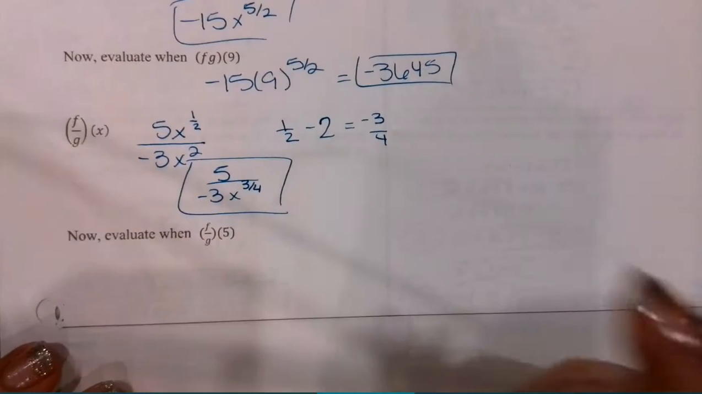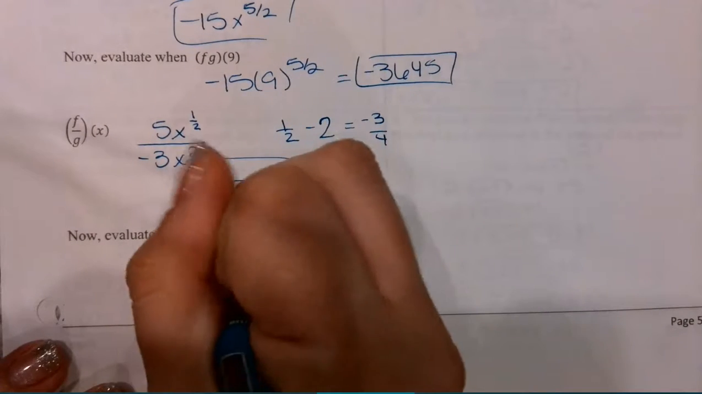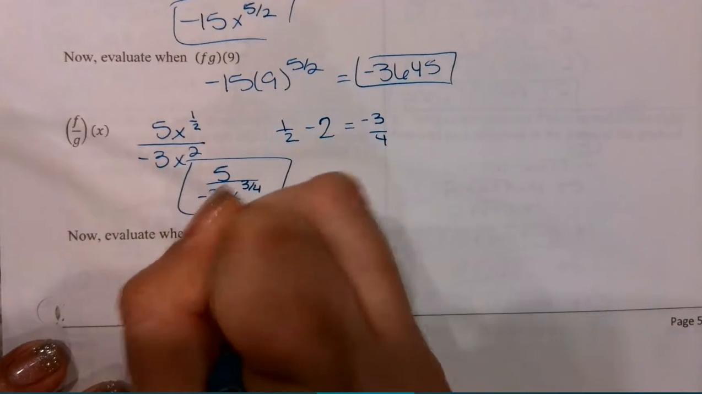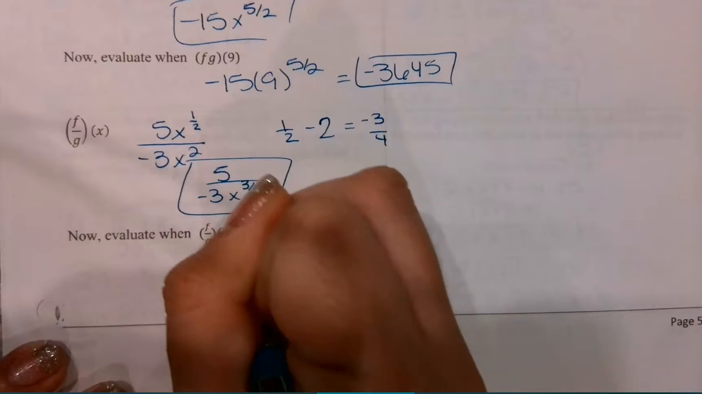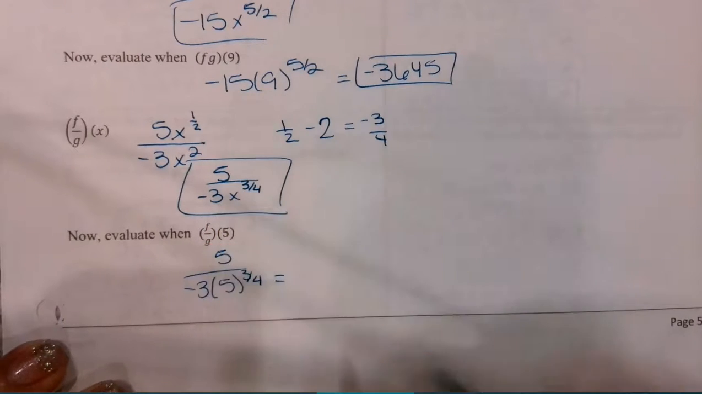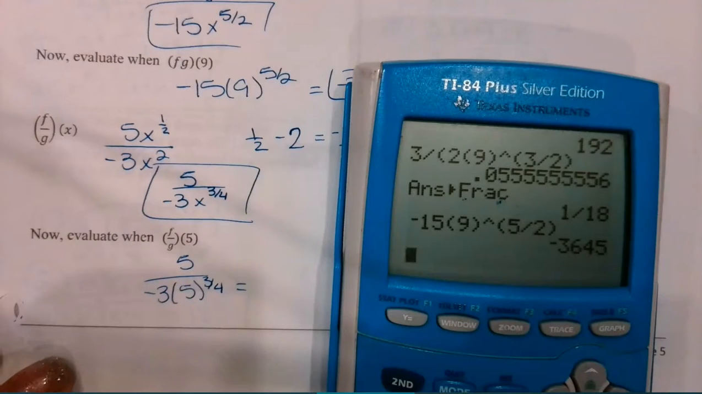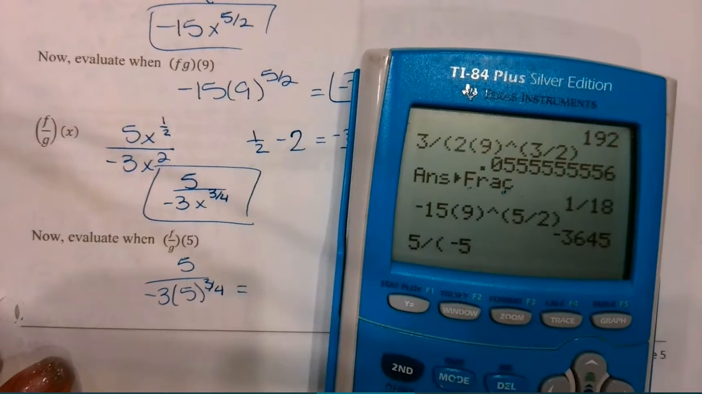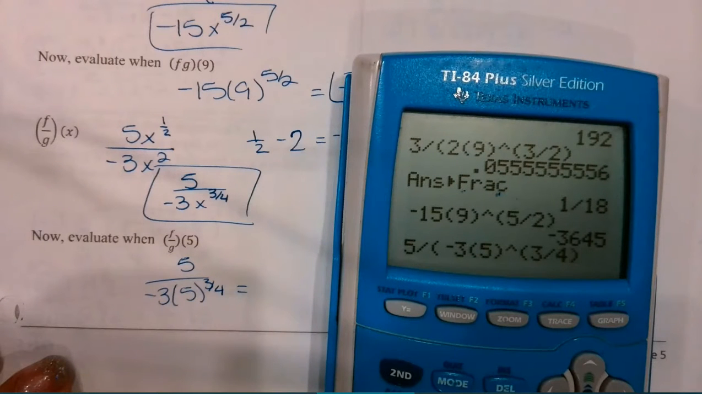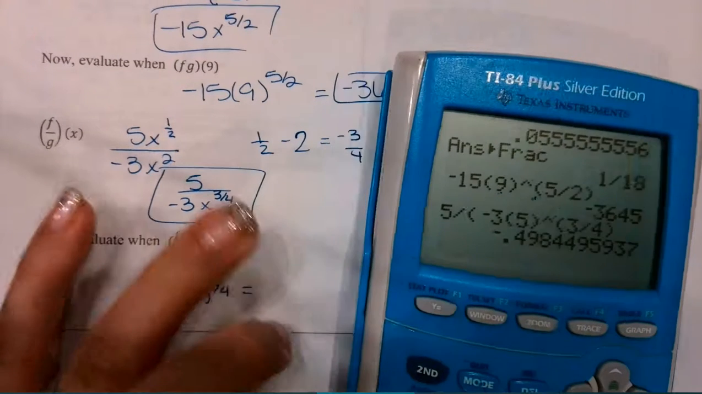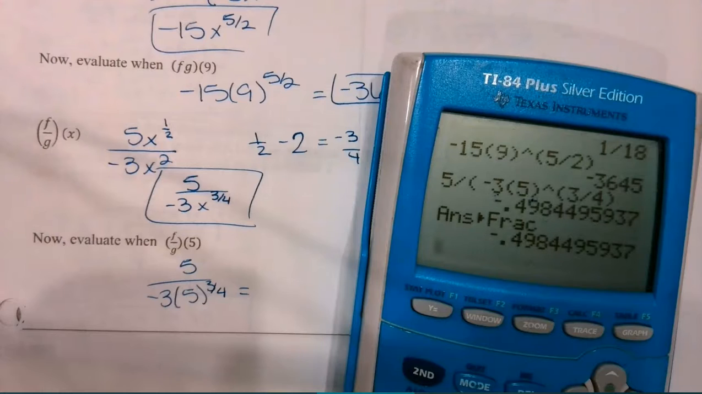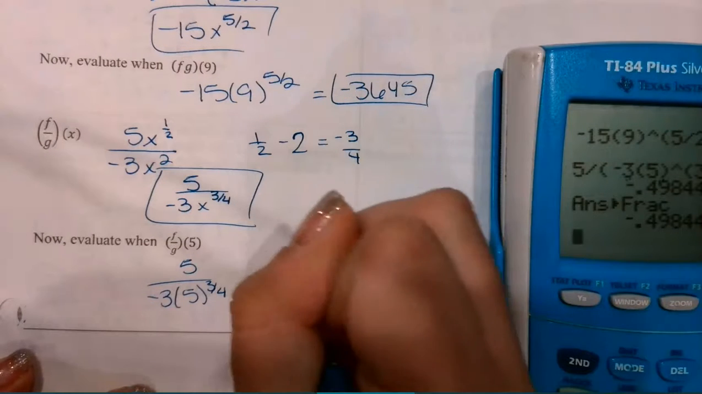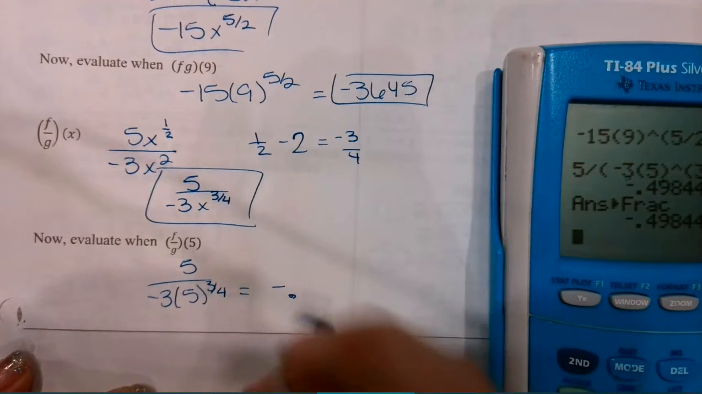Then I want to plug in 5. So I have 5 over negative 3 times 5 to the 3/4. I want to type this in the calculator. That should have been 3. Then I go math fraction. This one doesn't turn into a nice fraction. So I have negative, this is going to round to 0.50.